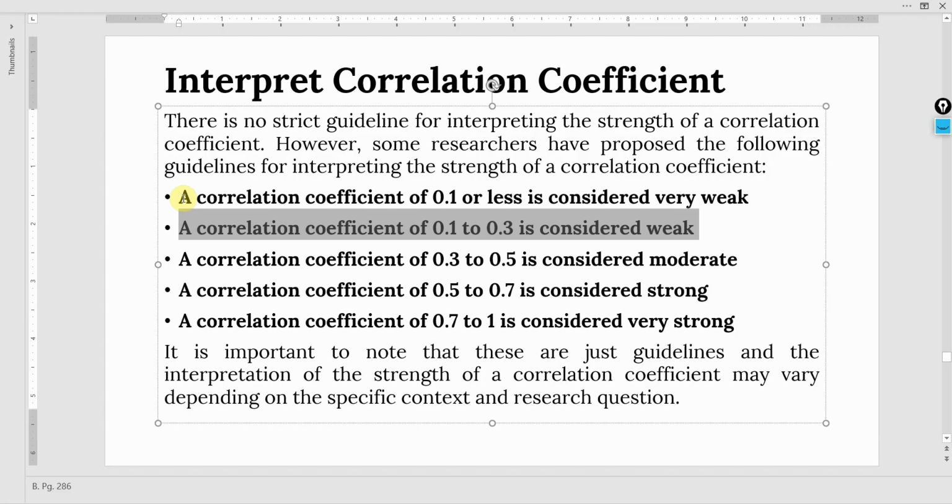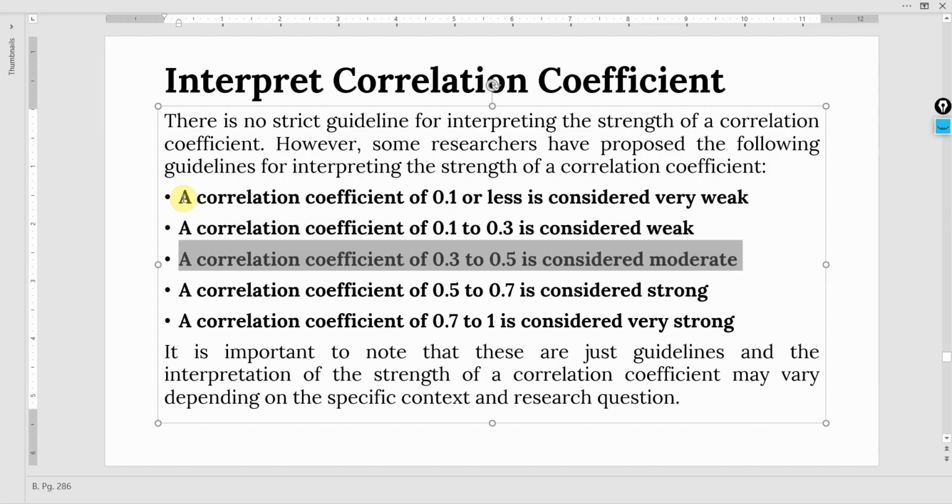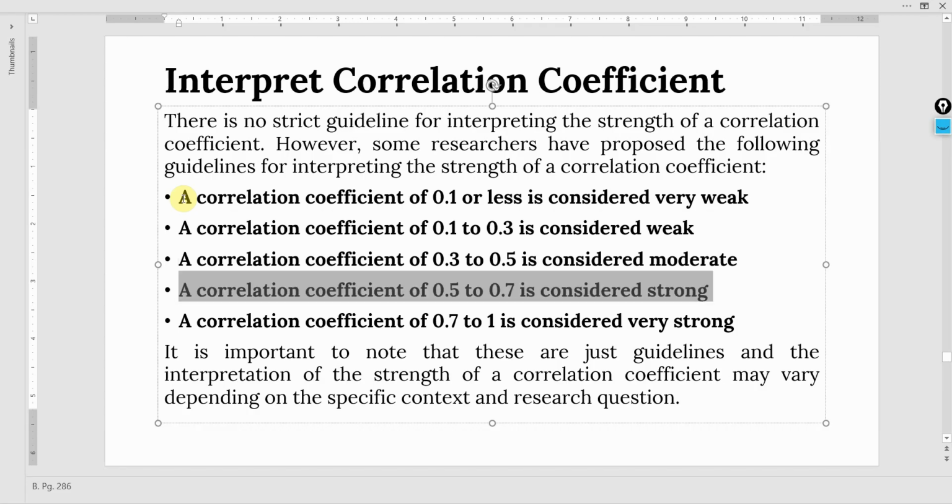The correlation coefficient ranges between 0 and 1 in magnitude. If it is closer to 0, it is weak, and the closer it is to 1, it is strong. It can be negative and it can be positive. A correlation coefficient of 0.3 to 0.5 is considered moderate. It could be plus 0.3, a positive moderate relationship. It could be minus 0.3 or minus 0.5, or plus 0.3 or plus 0.5. Minus here would mean there is an inverse relationship between the two variables. Plus obviously means a positive relationship.